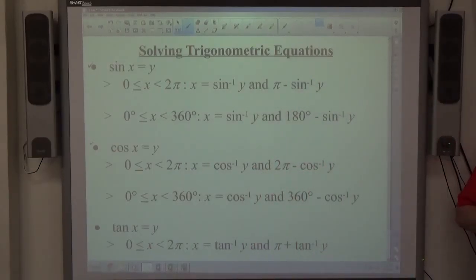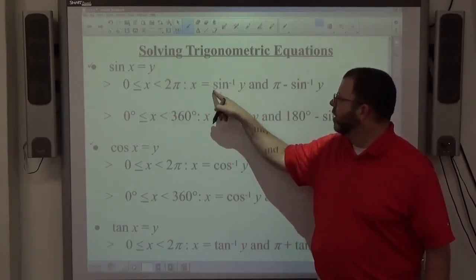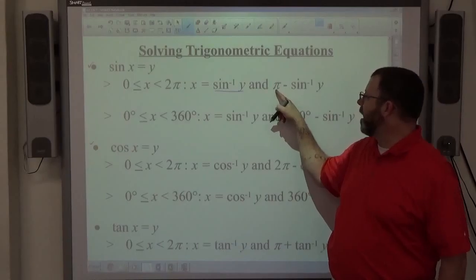Sometimes, occasionally, you might see a tangent of x equals. Usually you don't see secant squared, or secant and cosecant or cotangent equals. It's usually one of these three, and more often than not, it's the first two. All right? If you're stuck to the 0 to 2 pi interval, if you have sine of x equals a number, x equals inverse sine of y, and pi minus that.